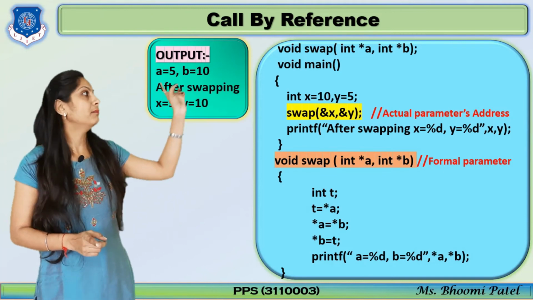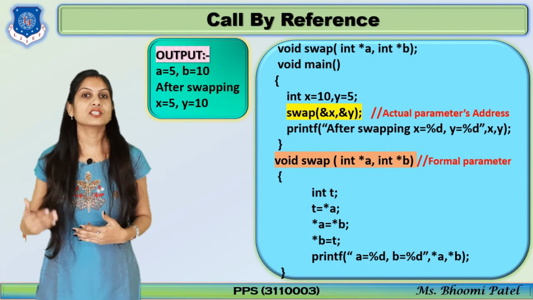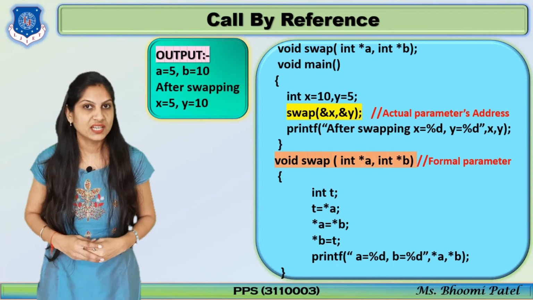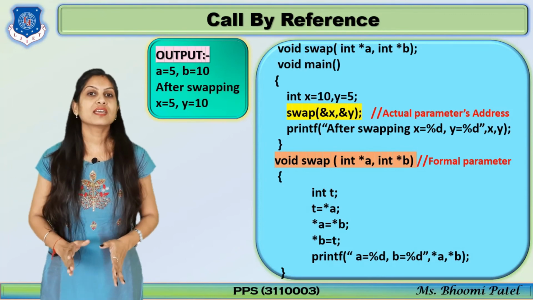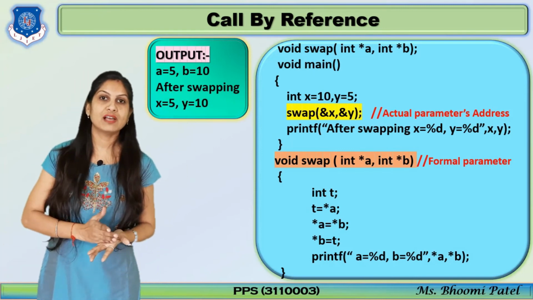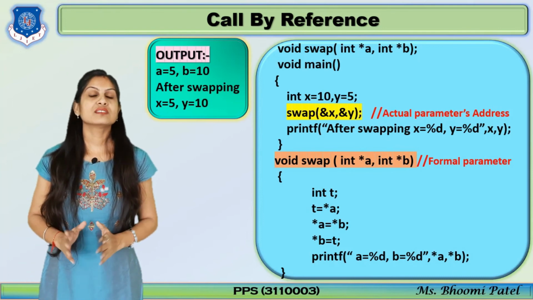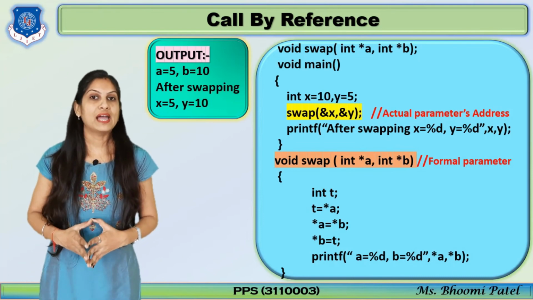Also when we come back in our void main, the x value also changes, that is 5, and y also changes, that is 10. So in this case you can see in our output both the values, actual value and formal value, are changed. Clear? So this is the use of call by value and call by reference.